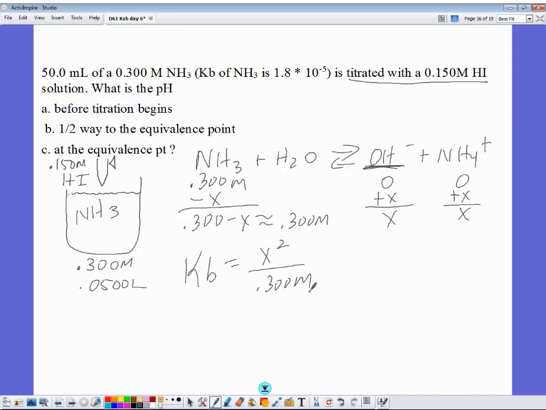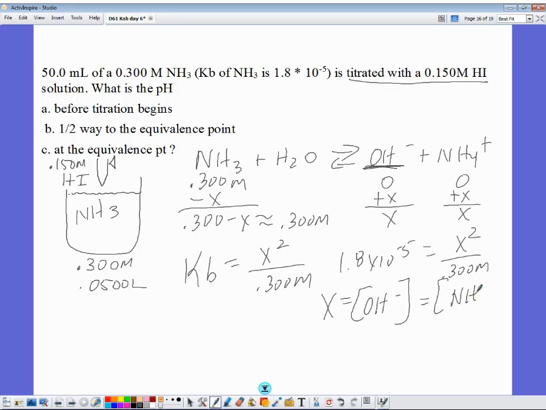And on your test, you've got to be able to recognize if you have only a weak acid or only a weak base, then I just say K equals X squared over molarity. That's got to become second nature. That's got to become easy peasy, and I shouldn't have to do the ICE chart. 1.8 times 10 to the minus 5 equals X squared over 0.3. X is going to theoretically be hydroxide. Yes, it's also going to be the ammonium ion value. And so I'll be able to get the pOH when I take minus log X. I'll have to subtract from 14.